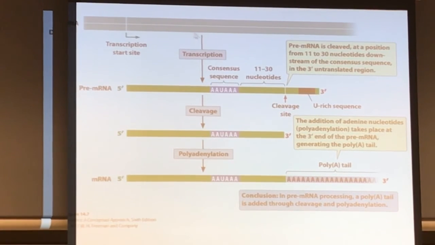Now, so this is the DNA. You have the messenger RNA synthesized from it. Now it's cleaved. So basically, there are some cleavage sites. Now after the cleavage happens, this becomes a new 3' region, and then adenine nucleotides are added. Now this messenger RNA is ready to be transported into the cytoplasm.